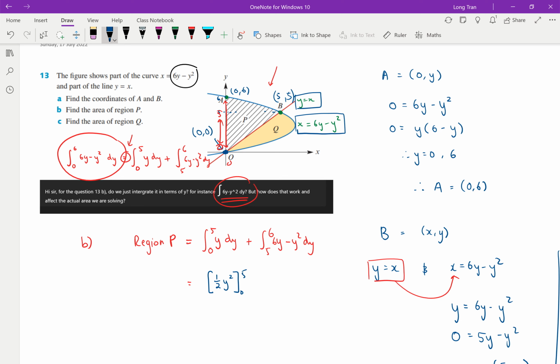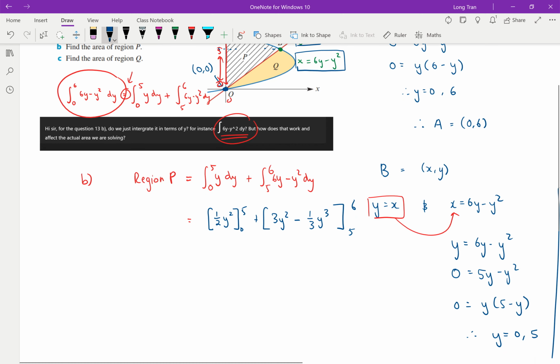Okay, and then you've got over here, this is from 5 to 6, that would be what, add 2, so that's 3y squared minus 1/3 y cubed. Okay, and then here we go, that's solving the part, so we're going to substitute the values in. 5 substitutes 25 on 2 minus 0, so it's 25 on 2, plus, let's say, I'm going to substitute 6 in first. 6, so I'll probably have to use a calculator here.